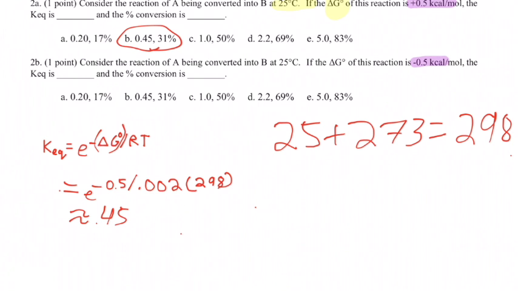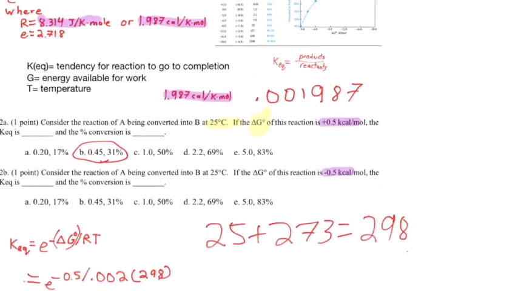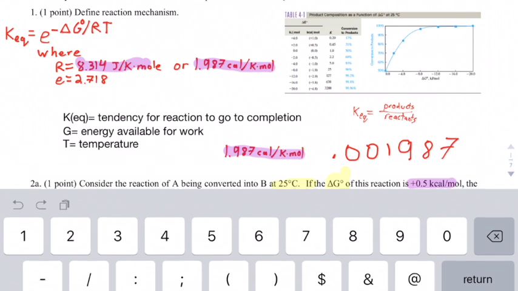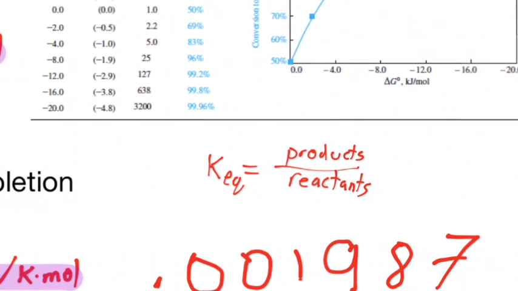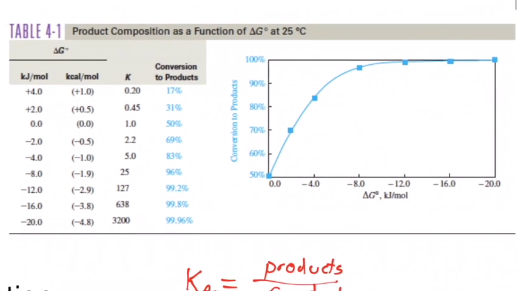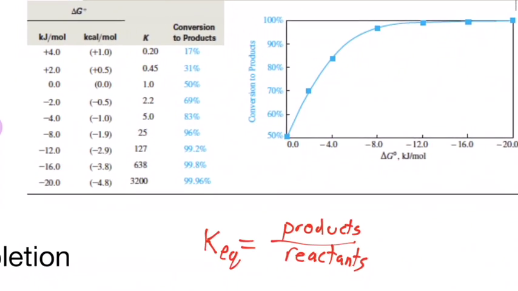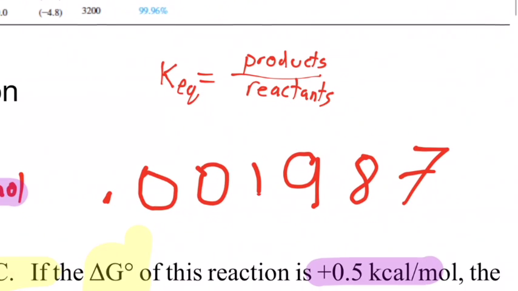Now, the second number, even though we could stop here, if we wanted to calculate that, we would use our K equilibrium definition, which is KEQ equals products over reactants. The book gives a nice table and it doesn't really teach you how to solve for this number, but we can do this by using an identity.